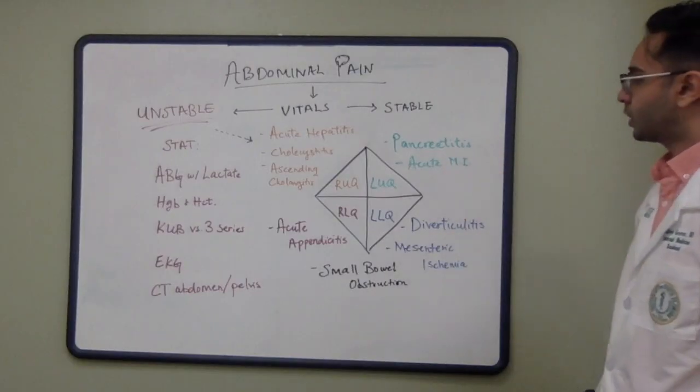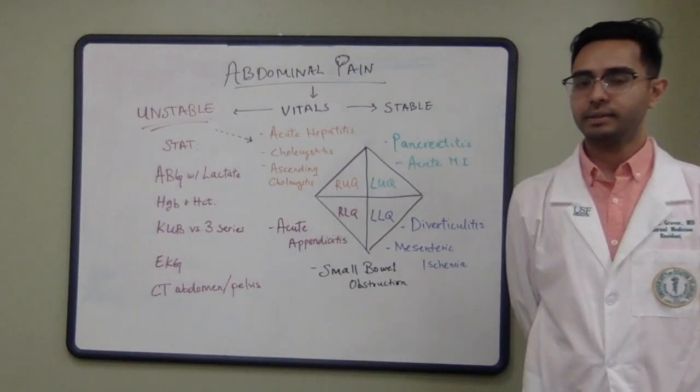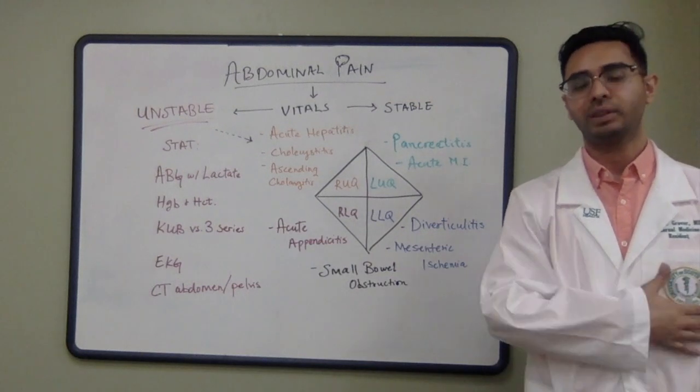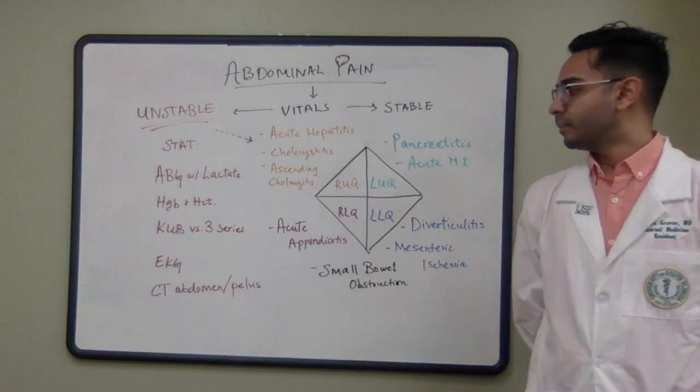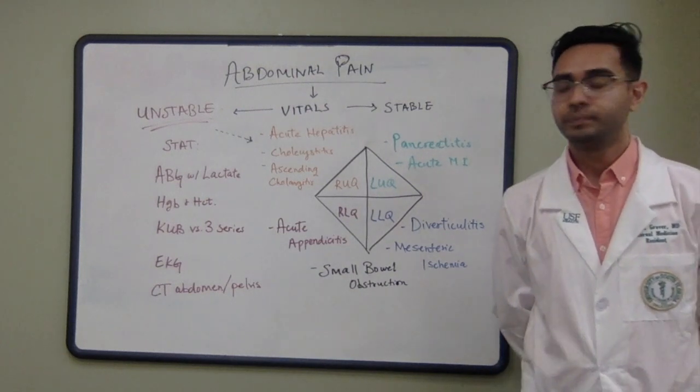Left upper quadrant, let's start with pancreatitis. Pancreatitis can be more so epigastric with a left upper quadrant component. Usually it goes straight to the back. These patients may have nausea and vomiting as well.